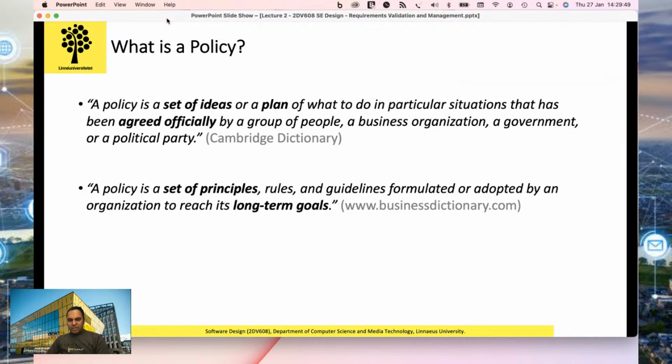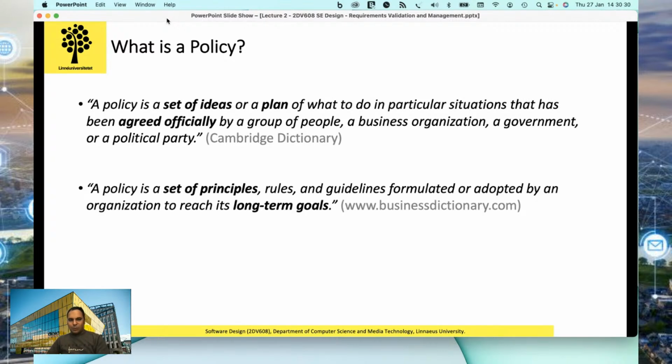So I was talking about policy, like requirements management policy. And we should have a requirements management policy, because if we don't have a policy, that means we don't know clearly what we should do if there is a new request, or if there is a new change request in the requirements. So policy has many definitions. The Cambridge Dictionary defines policy as a set of ideas or plans that are officially agreed by a group of people based on their organizational needs.